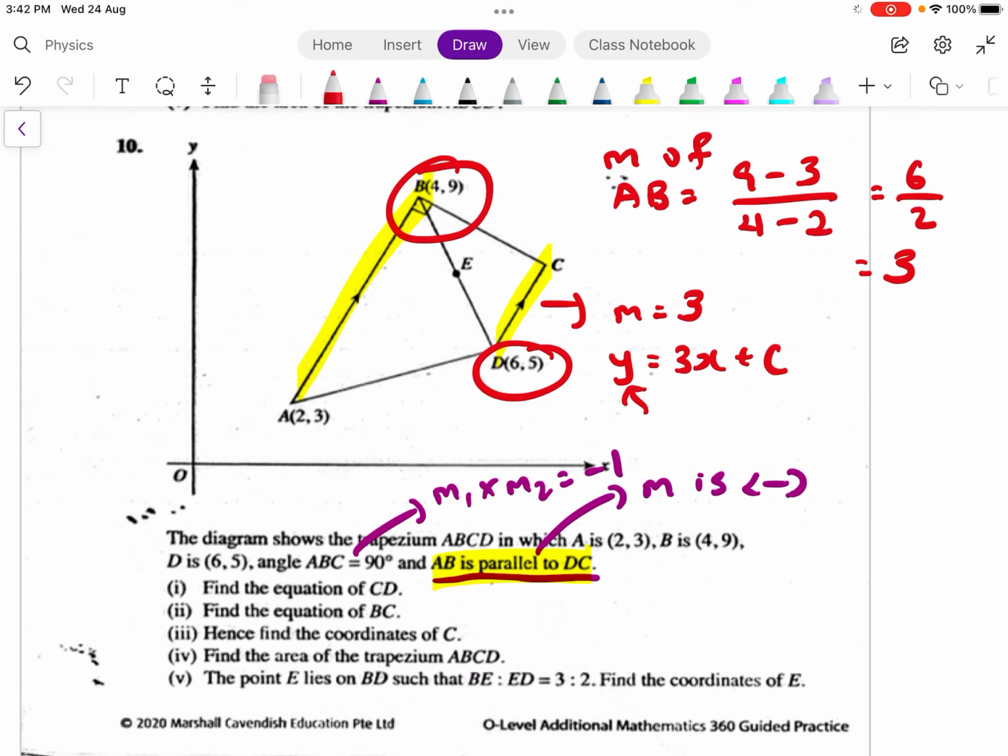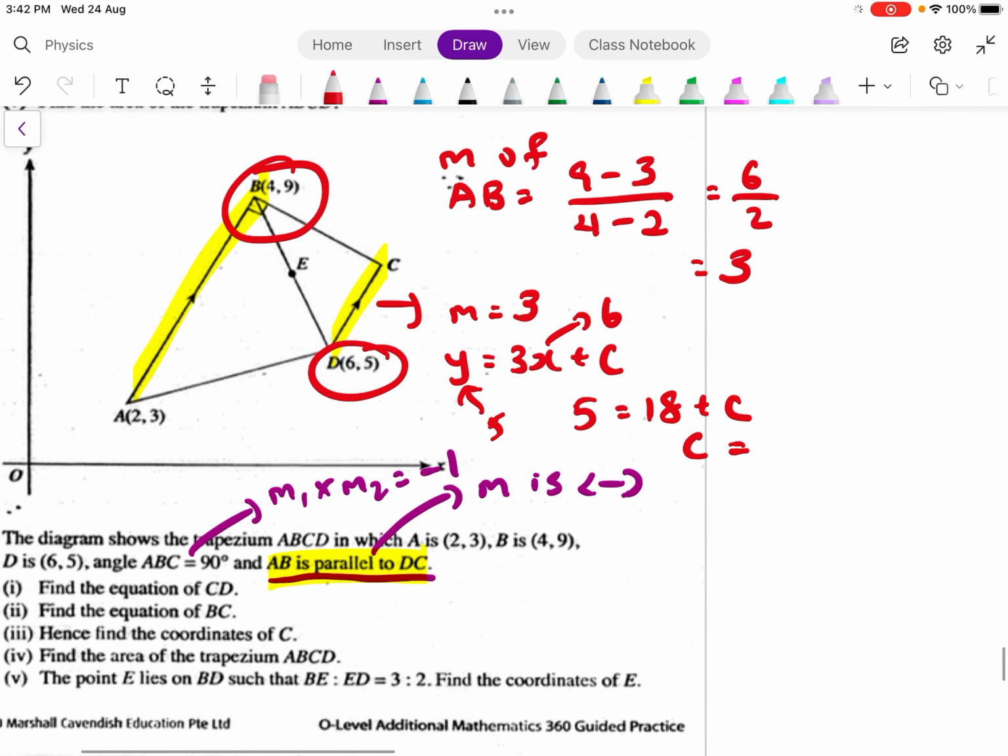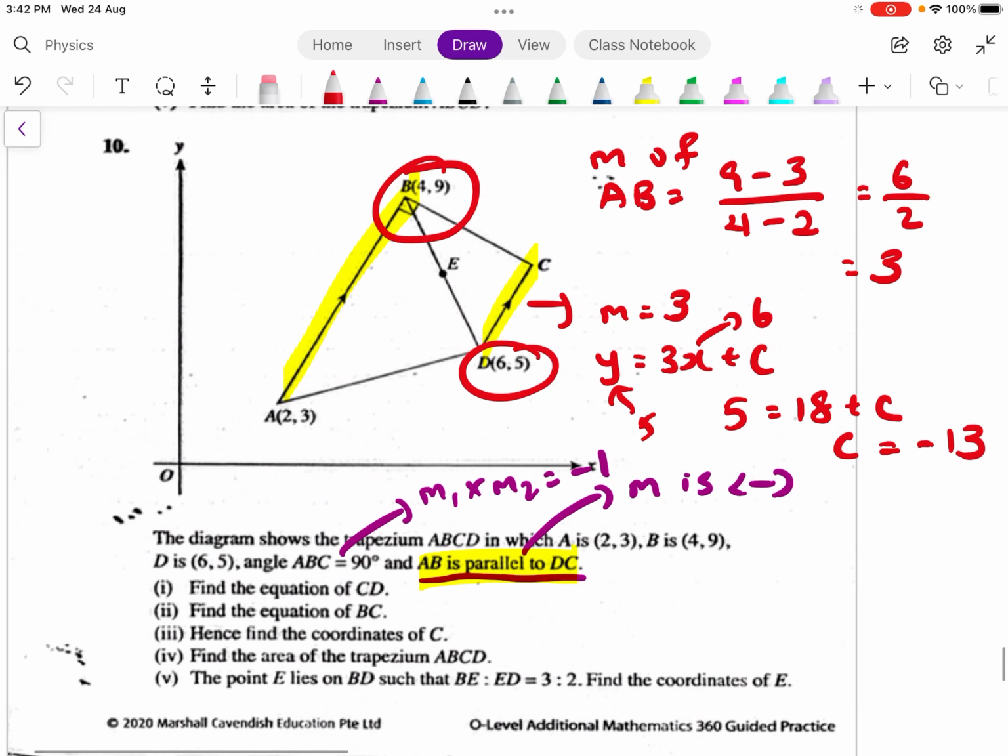So of course you just sub in 5 and 6. So the next thing is you calculate what your c is. So it's equal to 18 plus c, then c is equal to minus 13. So that is the equation of line CD. So the line CD right here has the equation y equal to 3x minus 13.